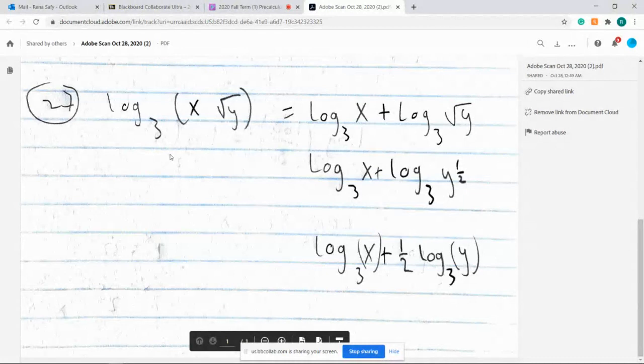For 27, I can expand it with addition because inside it's multiplication. So it's log base 3 x plus log base 3 square root of y. And since it's the square root of y, I can make it 1 over 2. So log base 3 x plus 1 over 2 log base 3 y, because I can take the square root to the outside of the log. Perfect. Anybody has any question?